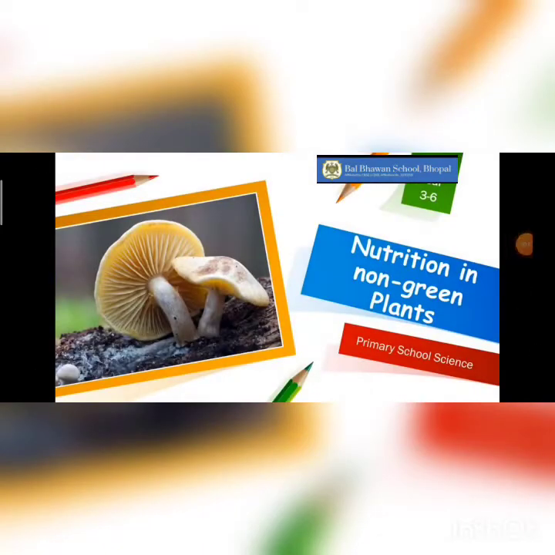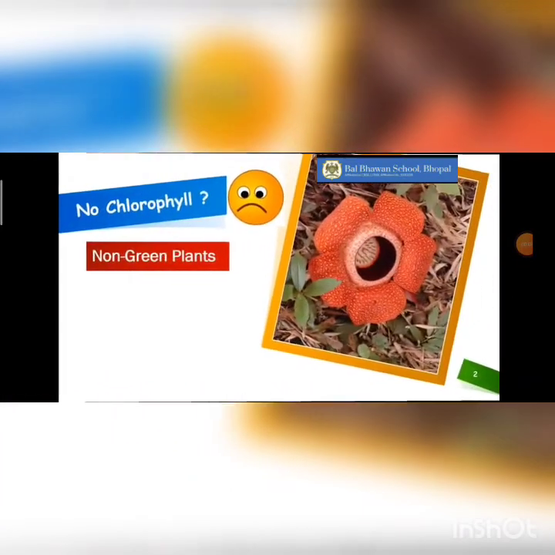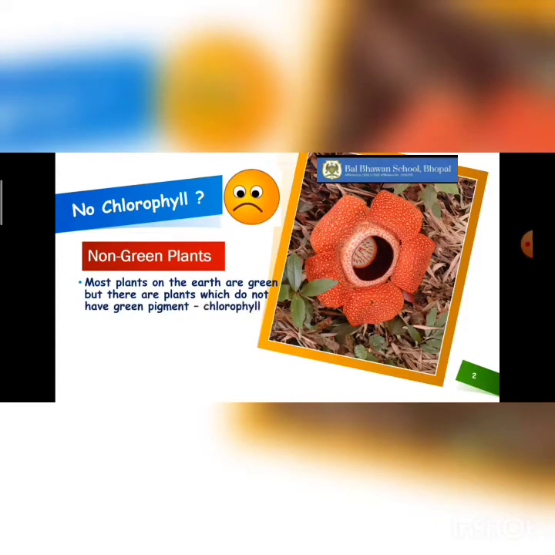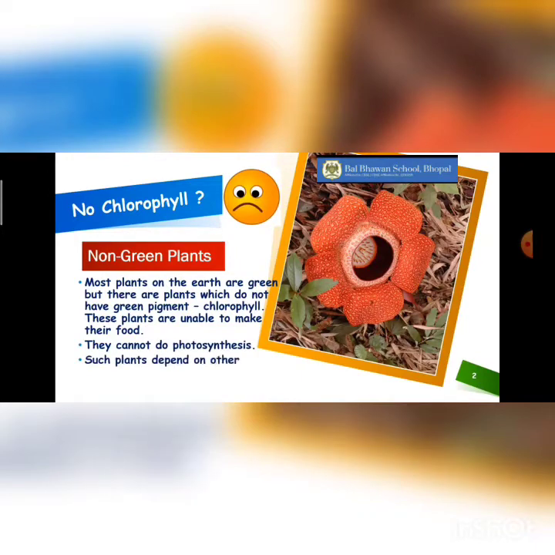So now let us talk about some non-green plants, which is our next topic. So children, you would be wondering that there are some plants around us which are non-green. It means that they do not have chlorophyll. Most plants on the earth are green, but there are plants which do not have green pigment, or we can say chlorophyll. So how do these plants make food? Of course, they would not be able to make their own food by the process of photosynthesis. So how would they get their nutrition? Such plants depend on other green plants or other living bodies for their food.